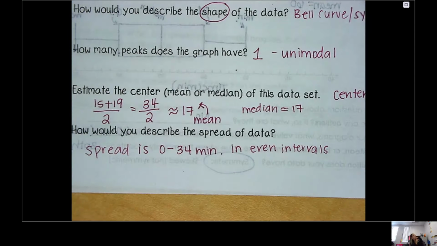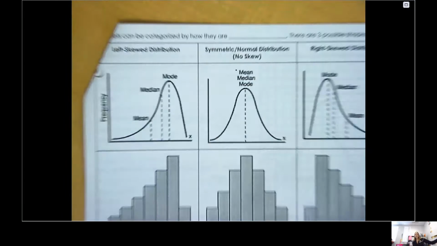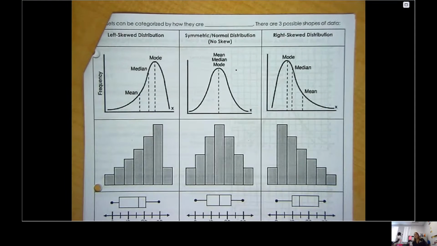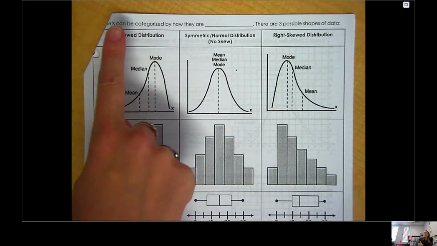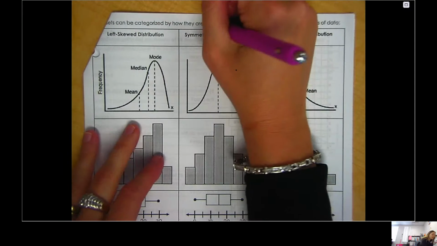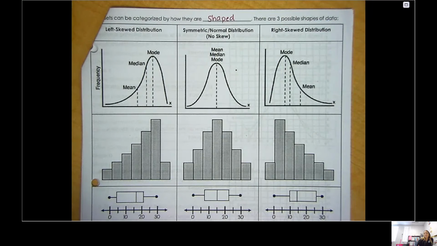Okay. All right, flip it to the next page. On the next page there, it says, data sets at the very top. Data sets can be categorized by how they are shaped. Yes, they're all essentially roller coasters. All of them. But there are different ways that the data can be distributed.